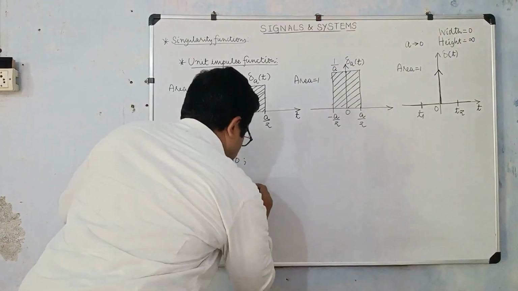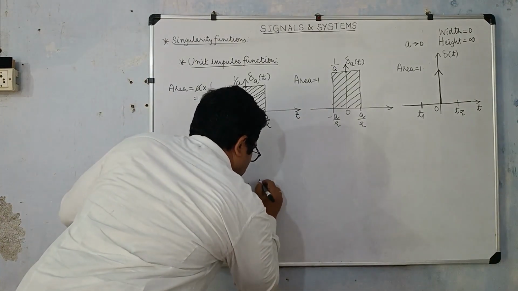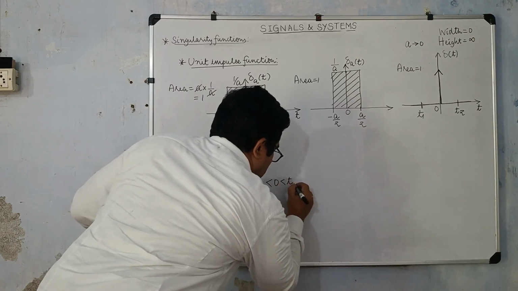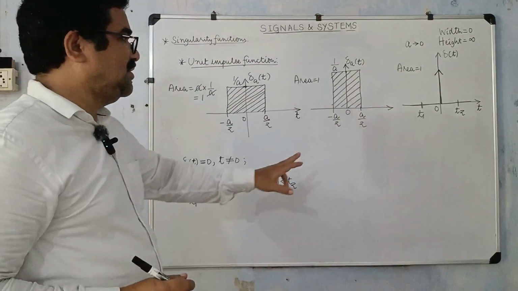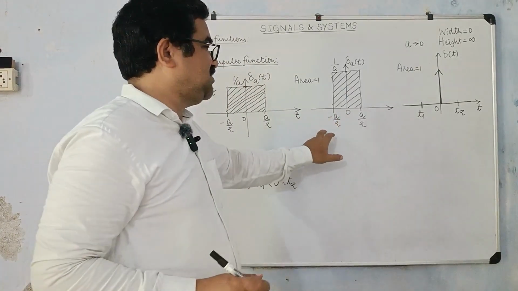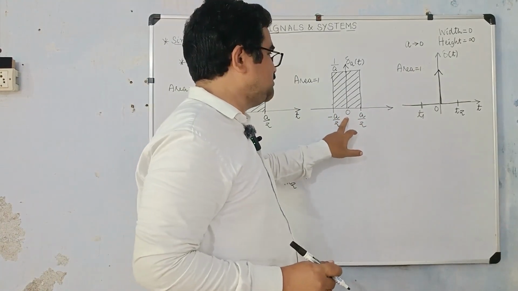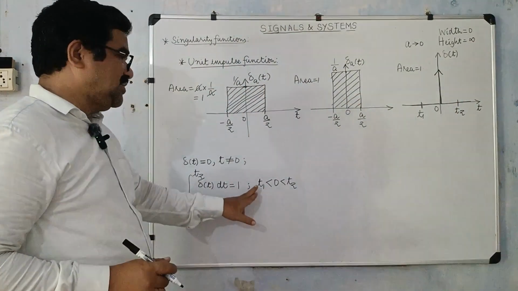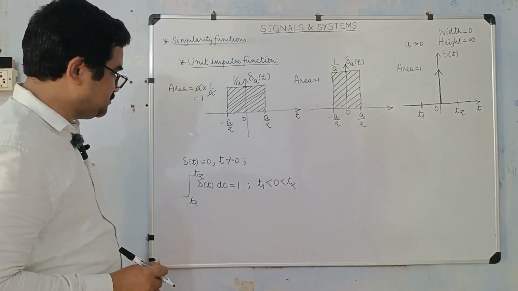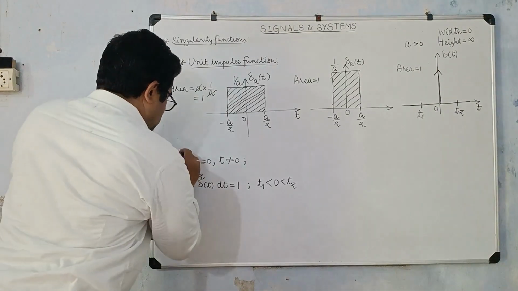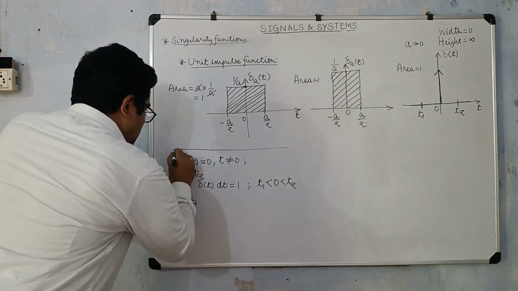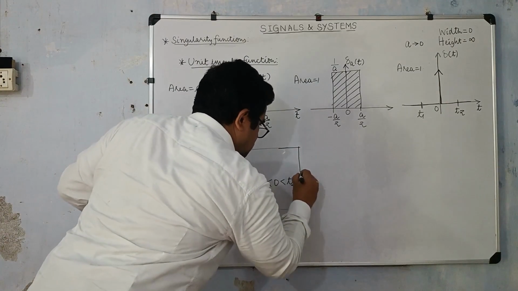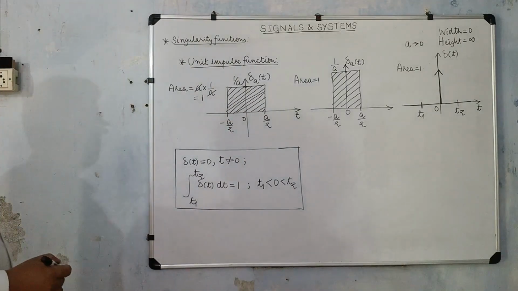So here t1 to t2 are the limits for time, such that this interval includes t is equal to 0. So here t is equal to 0. Minus a by 2 to a by 2 is including 0. So t1 to t2 is also including 0. That means t1 less than 0 less than t2. So this is what is the definition for a unit impulse function. Okay, this is what is the definition for unit impulse function.